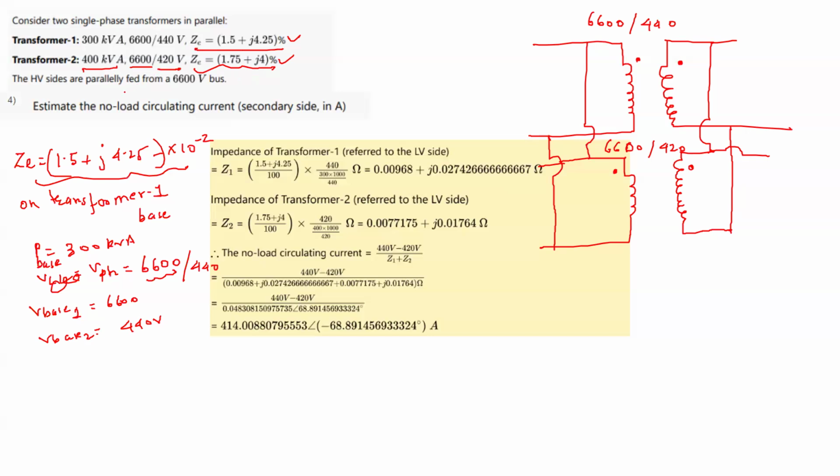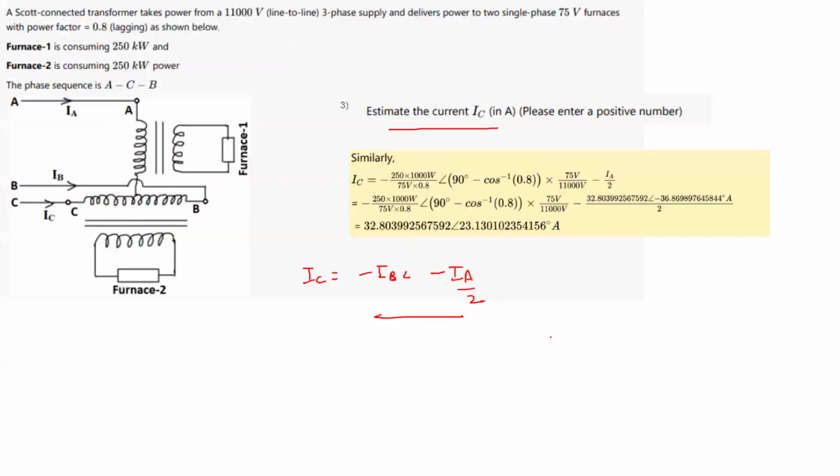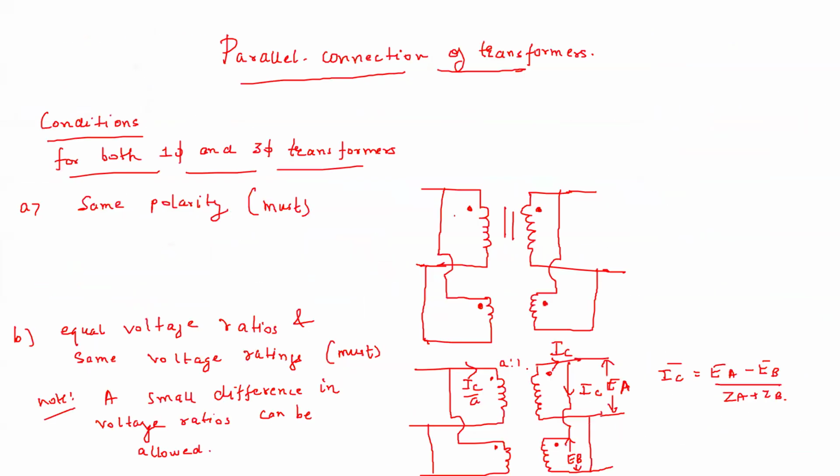Now what we have to find out, because these voltages are unequal, is the no load circulating current on the secondary side. So on this side, we are supposed to find IC, the no load circulating current. We have seen this discussion here. So how to get the circulating current? Circulating current is nothing but EA minus EB divided by the impedances.